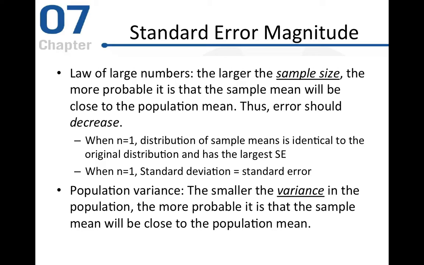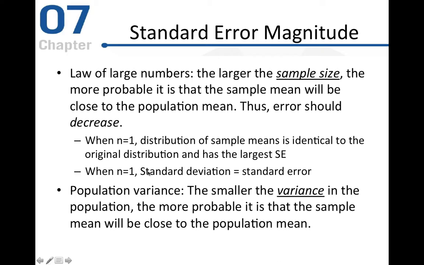To illustrate this, when you decide that you want your sample size to be 1, the distribution of the sample means is identical to the original distribution and has the largest standard error. In fact, when n equals 1, standard deviation equals standard error. So in this instance, this is like the worst possible outcome that you could have, because essentially you're making samples, but your samples are all just comprised of 1.